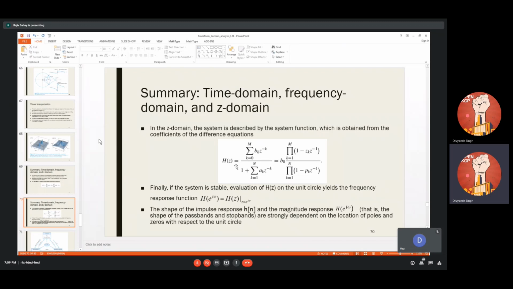So if the system is stable, then you will evaluate H of z at z equal to e to the power j omega. So H of z on the unit circle will yield the frequency response. This is the DTFT of the h of n, the impulse response. So the shape of the impulse response h of n and the magnitude response H of e to the j omega, that is the shape of the pass band and stop bands, are strongly dependent on the location of poles and zeros with respect to the unit circle. So this is the idea. That is what we are looking at in these slides. That is why we studied the impact of poles and zeros.